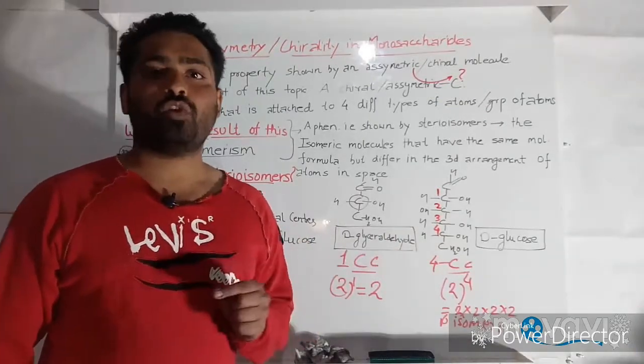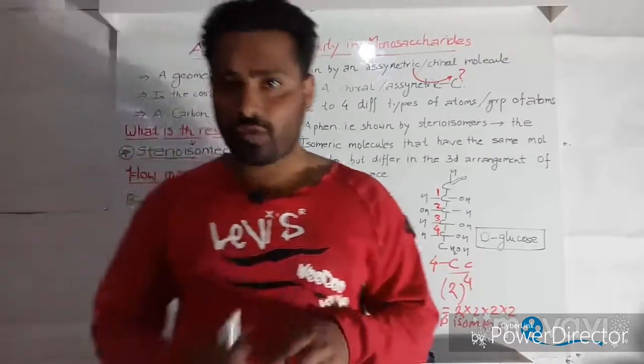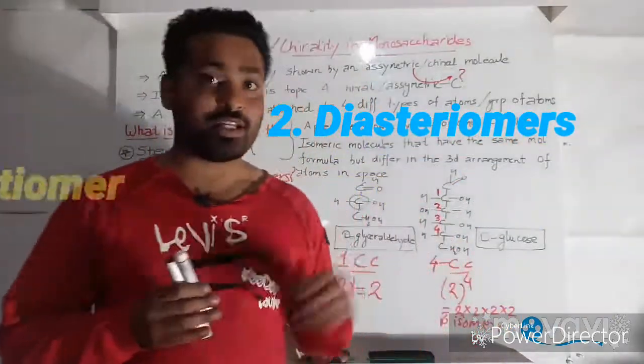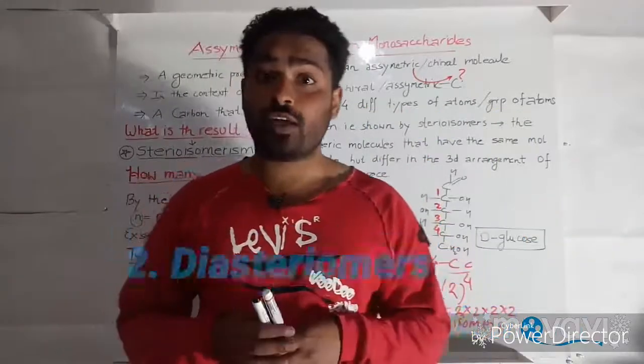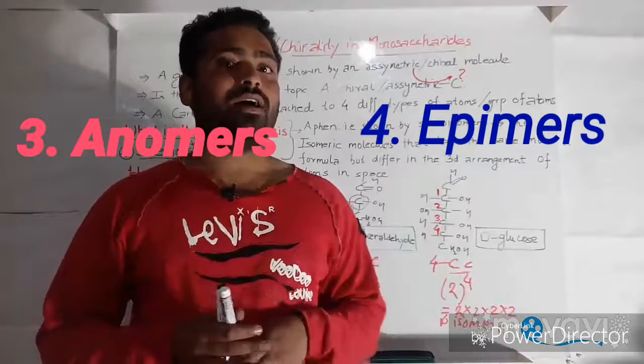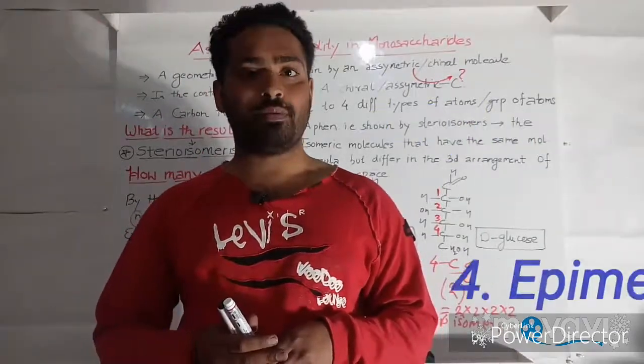So now, types of stereoisomers. There are mainly 4 types of stereoisomers. First is enantiomers, second is diastereomers, third one is anomers, fourth one is epimers.